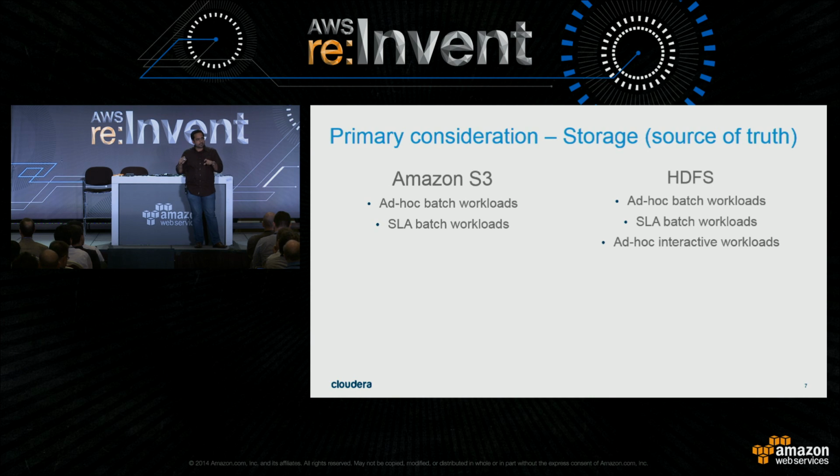But then there's this other class of workloads which is interactive, right? So ad hoc interactive workloads where people just come in, let's say BI. So they have a BI tool that they want to put on top of the data that's living in HDFS and do exploration of data. So that's more ad hoc interactive workloads. You can't do that with S3. And S3 is really for, I won't call it archival storage, but it's not meant for interactive workloads.